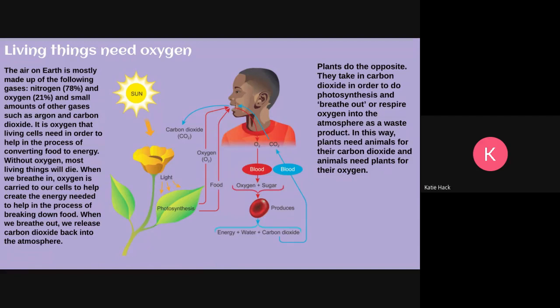Okay, so now the plants, when we release that carbon dioxide, they'll take that carbon dioxide along with the sun, and they will convert it through photosynthesis to sugar and oxygen. So we need the plant to eat for energy, but also the oxygen they give off to breathe in, and the plant needs us to give off the carbon dioxide so that it can convert the sunlight into its energy.